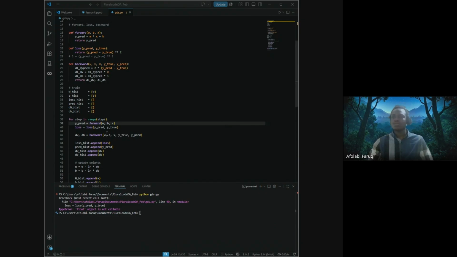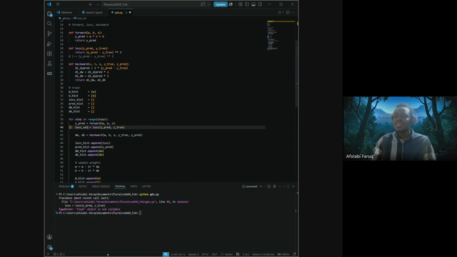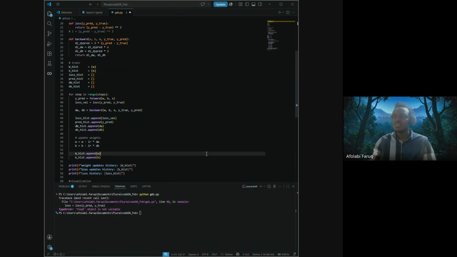Loss, okay. Oh, sorry. I made a mistake here. This is not supposed to be loss. This is supposed to be loss val. What happened here is I was calling the function and I was assigning it to the function, and that's the reason why it's telling me that float is not callable. So I cannot call the function. So this is supposed to be loss val. Yeah. So basically that.